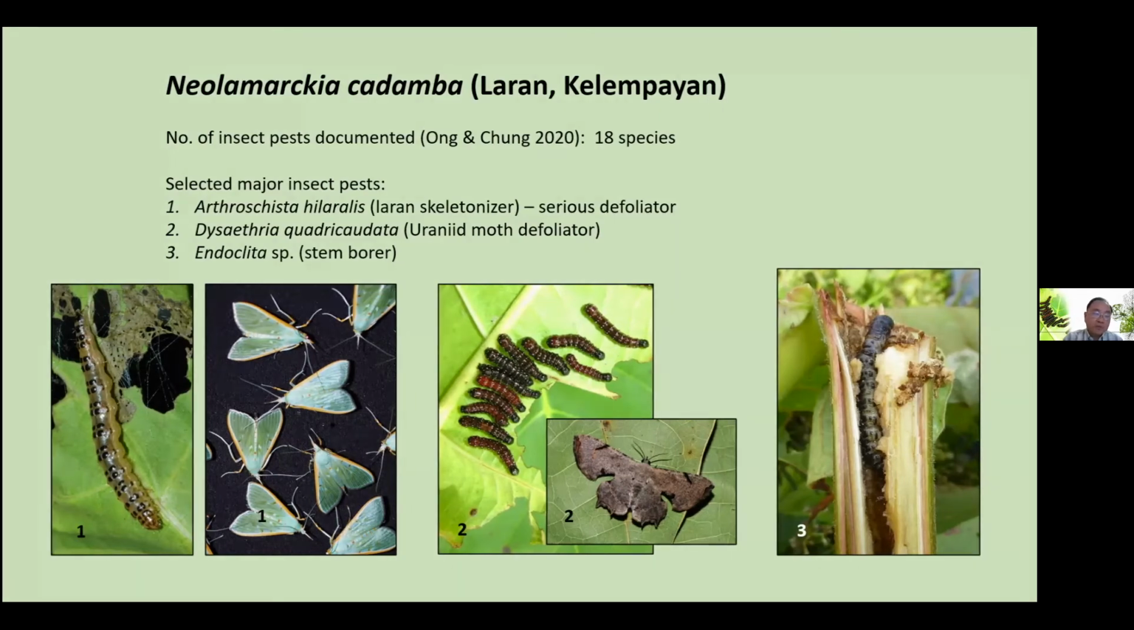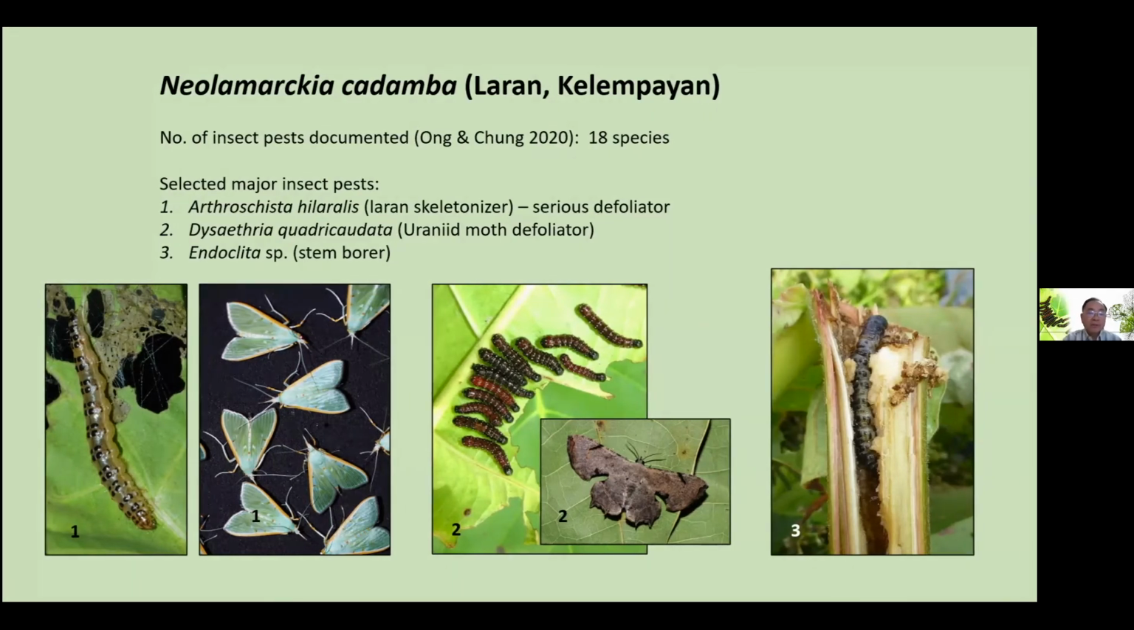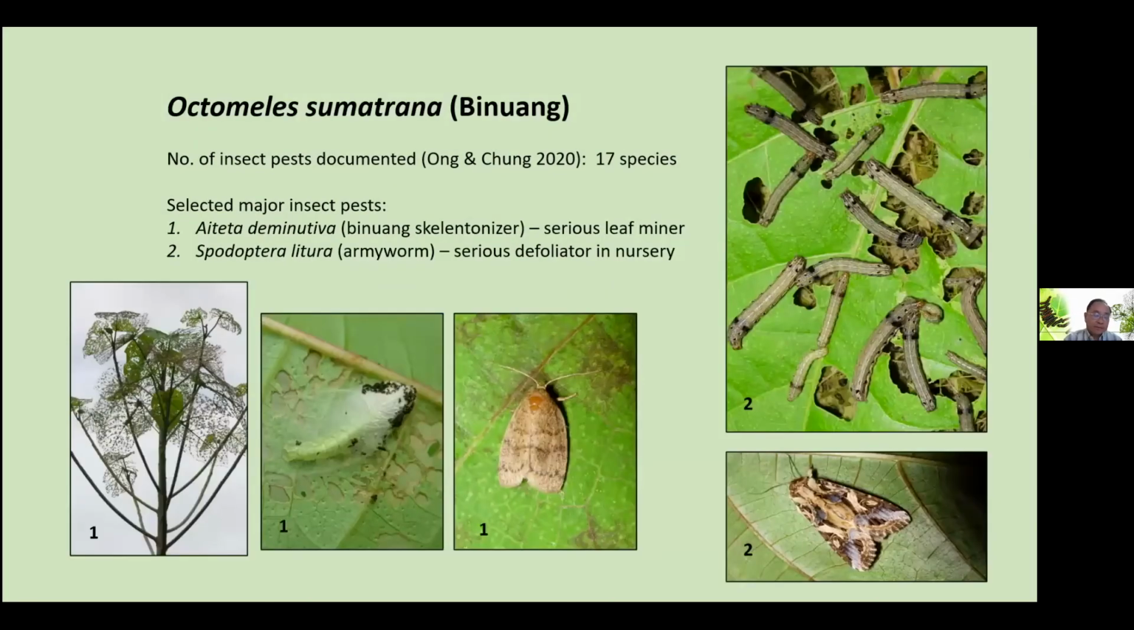And for Binuang or Octomeles sumatrana, which is also quite widely planted in Sabah, the Binuang skeletonizer is a serious leaf miner, as shown on the screen here, from the species Aetita diminutiva. And the armyworm Spodoptera litura is one of the major pests in the nursery.